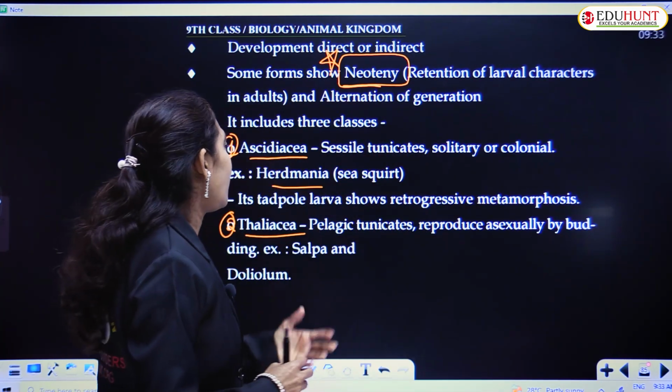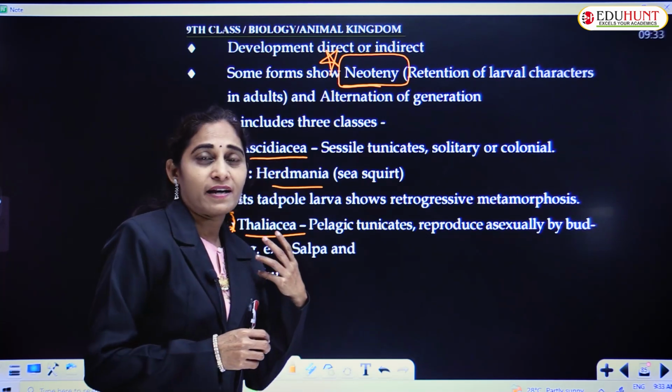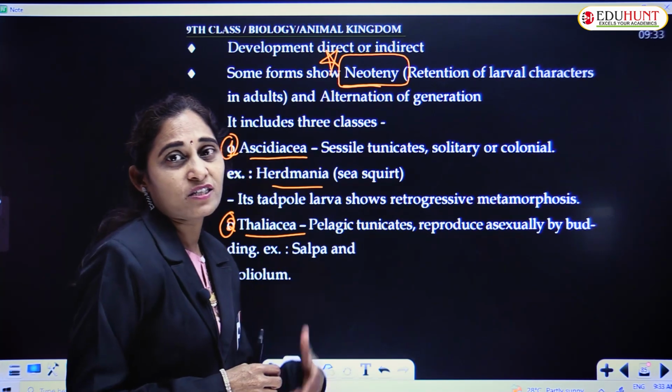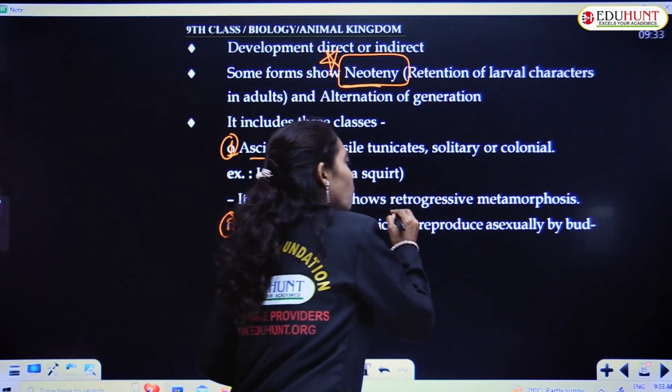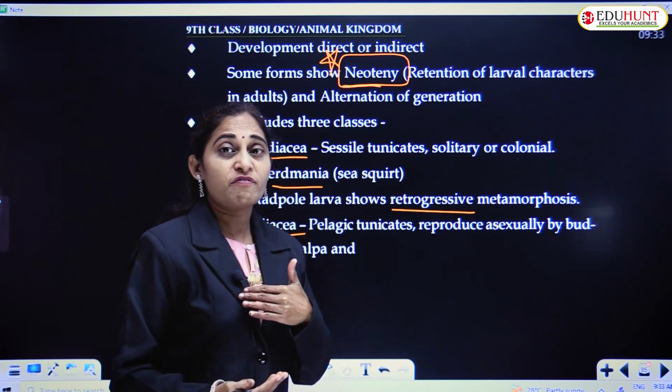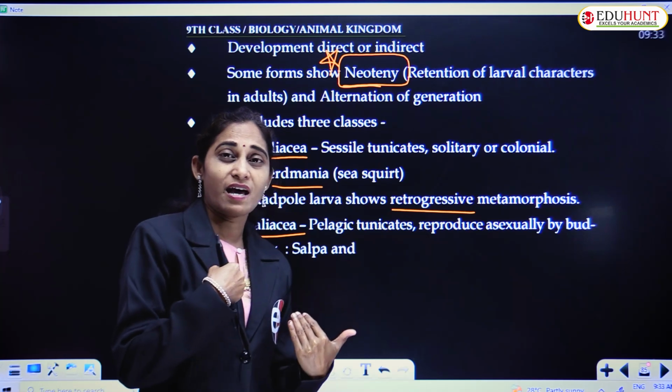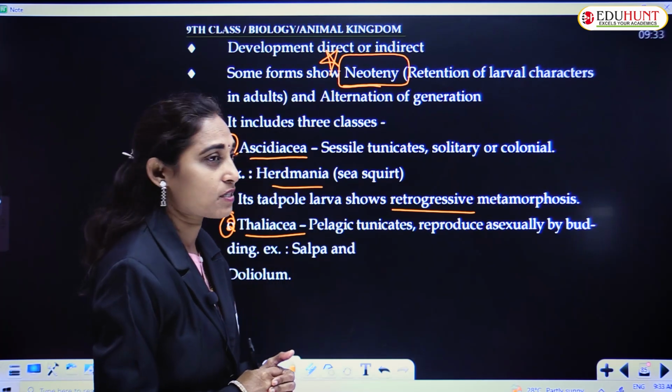Anyway, metamorphosis is a transformation of stages from one to another. That metamorphosis is 2 types. One is progressive metamorphosis and second is retrogressive metamorphosis.